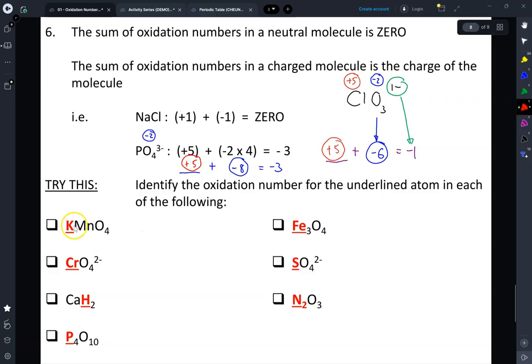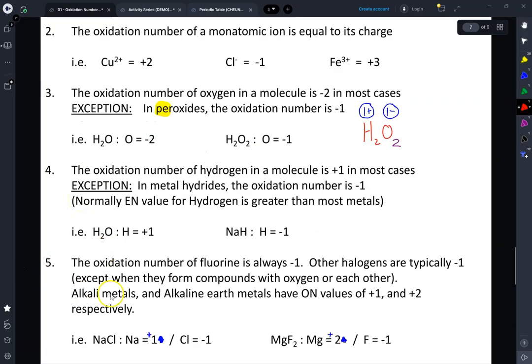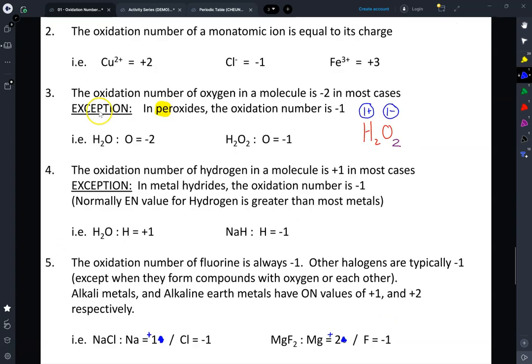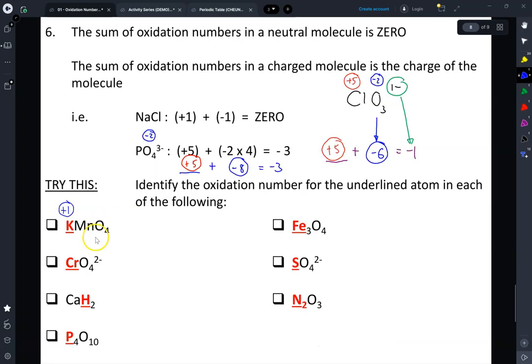So in the first example, we've got potassium. Because potassium is a group 1 element, and according to rule number 5, alkali metals all have an oxidation number of +1, potassium must have an oxidation number of +1. According to rule number 3, oxygen always has an oxidation number of -2 unless it's a peroxide. And since this is not a peroxide, the oxidation number for this oxygen is a -2. Now, there are no specific rules for the oxidation number of manganese, so we will use rule number 6 to try to identify the ON value for Mn.